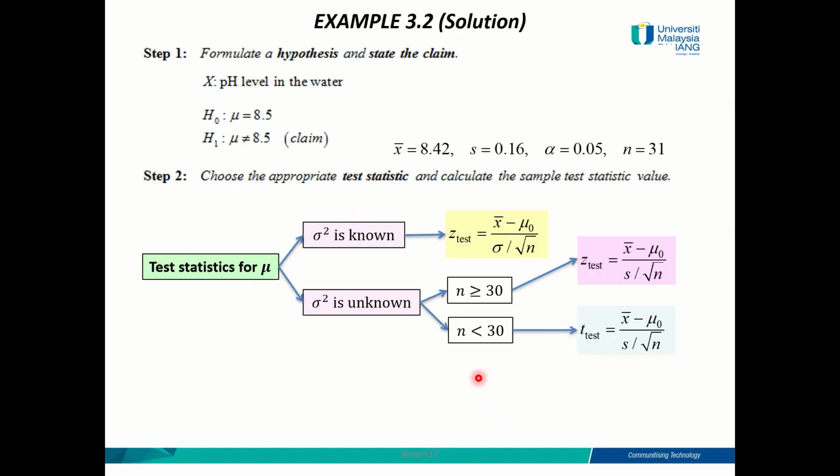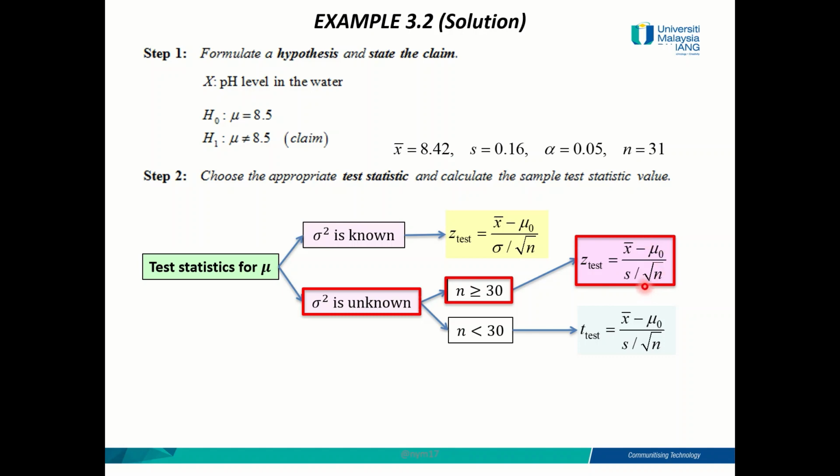Okay, next. The next step, you need to choose the appropriate test statistics and calculate the sample test statistics value. So here you need to choose the correct formula. Let's take a look at the information that we have. Is this the case of sigma square known or unknown? There's no sigma value given, right? So this is the case of sigma square unknown and the sample size is greater than 30. So this is your test statistics formula. The notation for your test statistics is z-test and this is the formula.